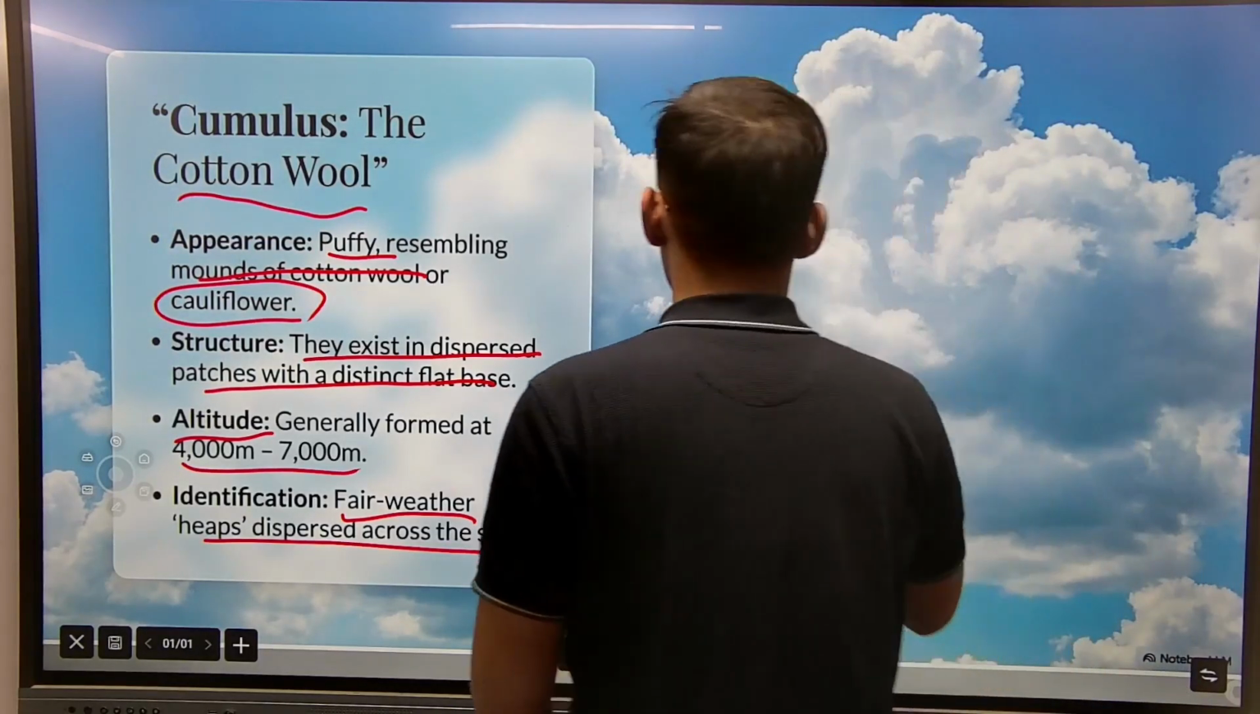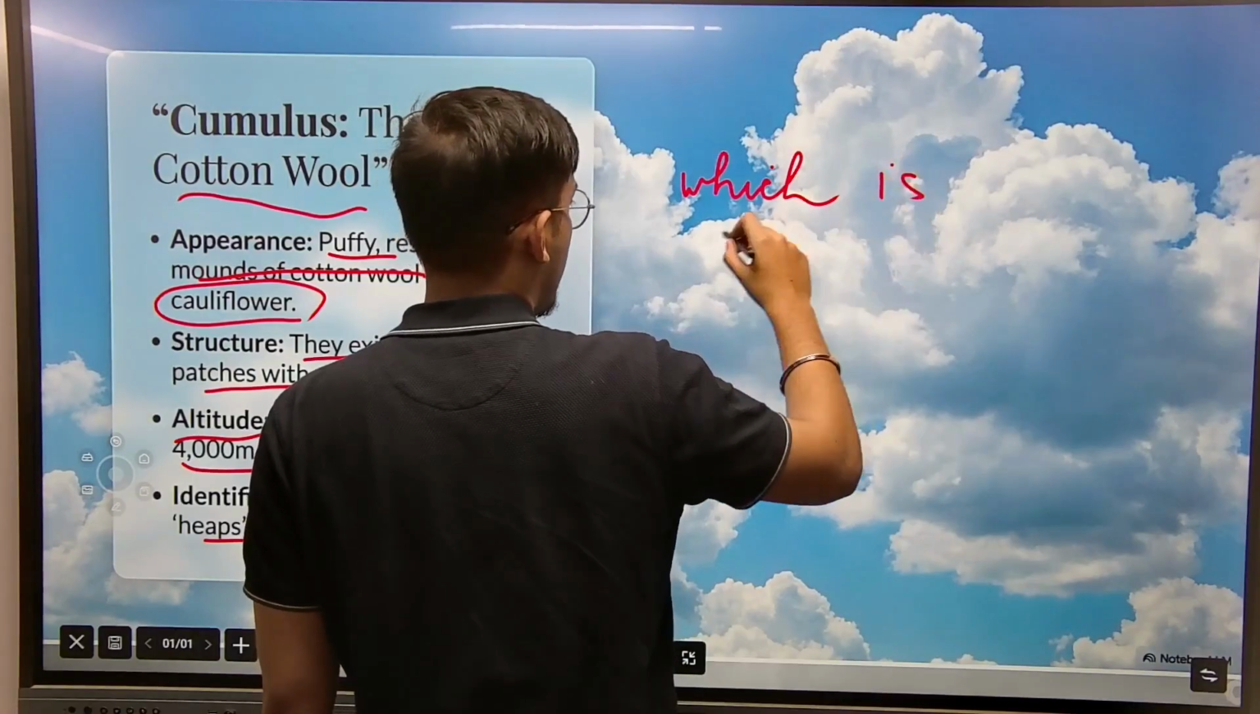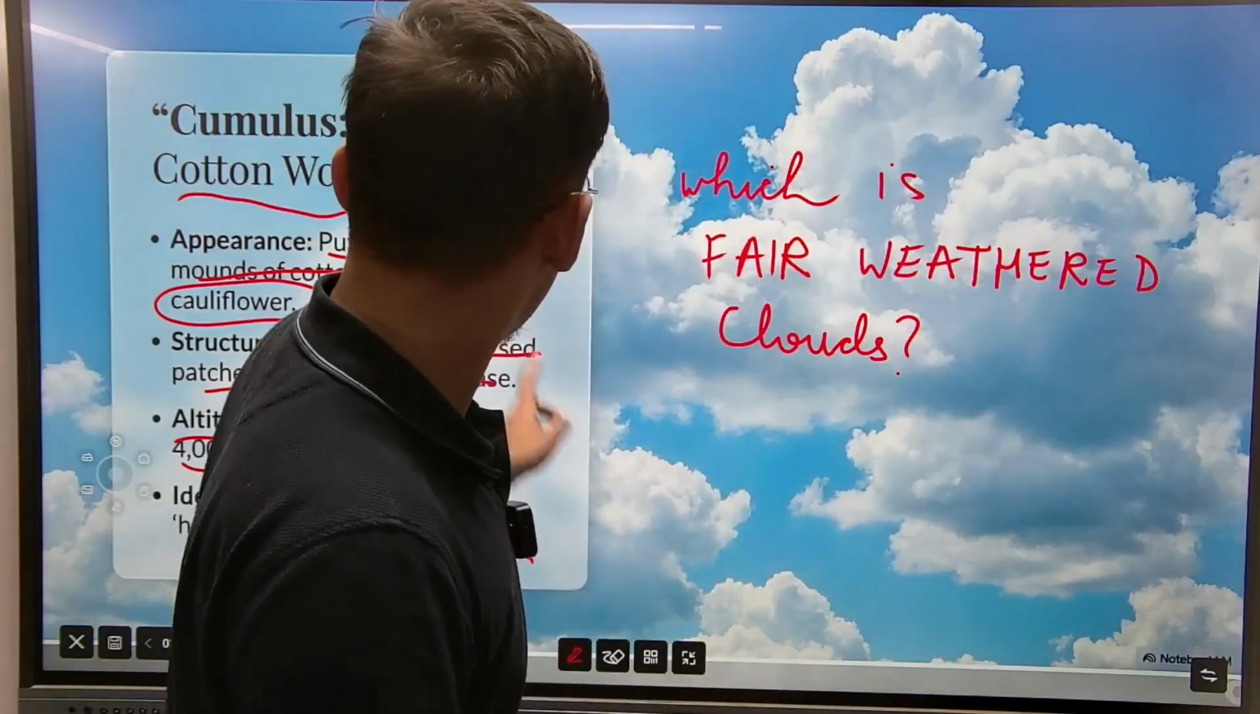A question often asked is which are fair weather clouds. So this will be your cumulus.